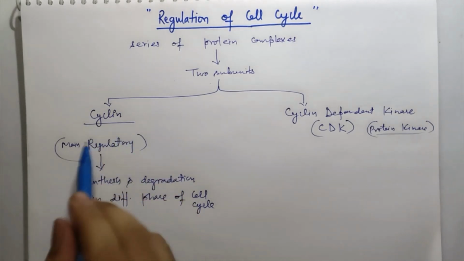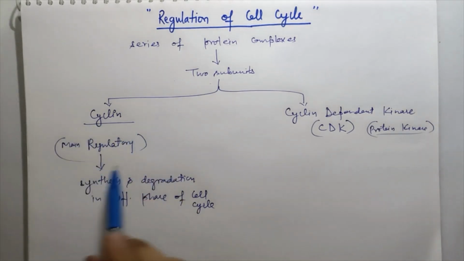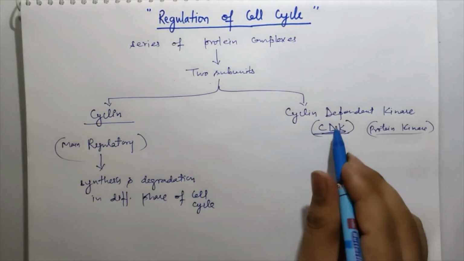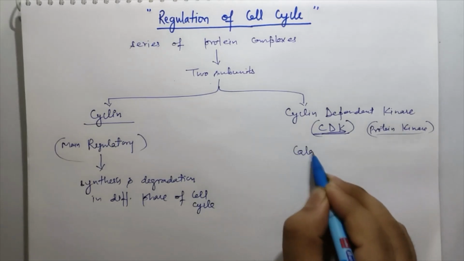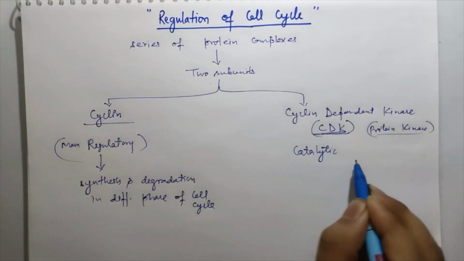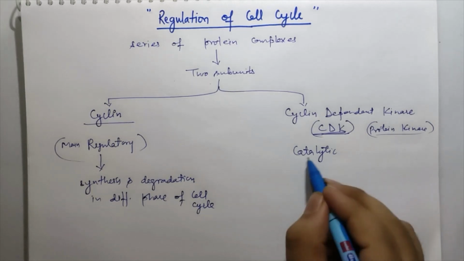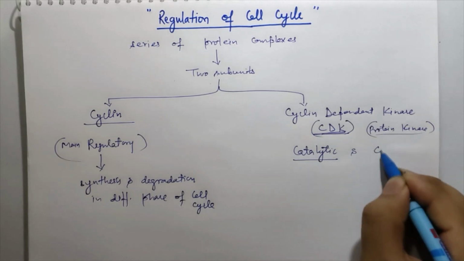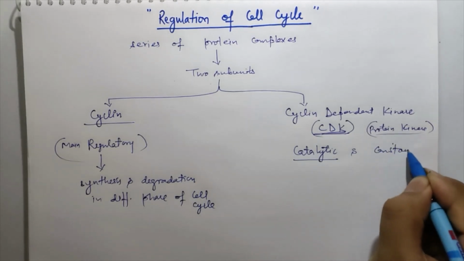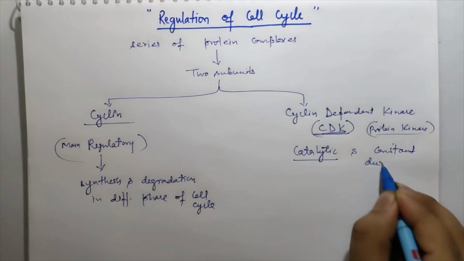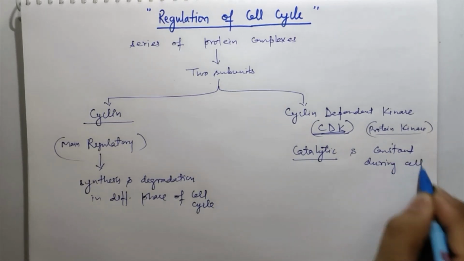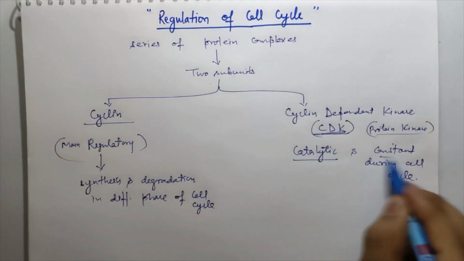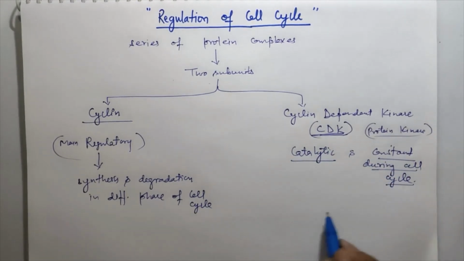It means their level fluctuates during different phases of the cell cycle, and on the other hand, these CDKs are catalytic in nature, but their level does not fluctuate. They remain constant during the cell cycle.